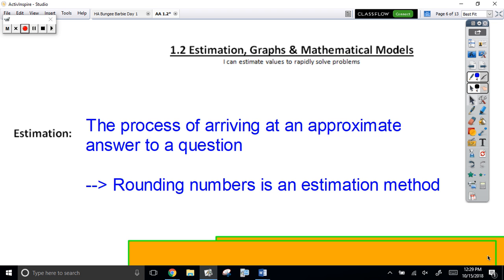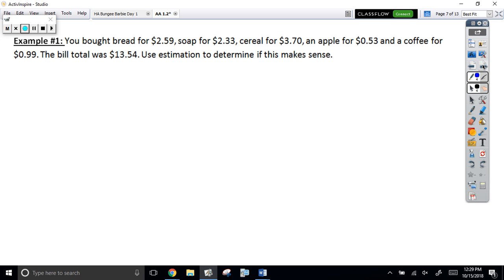So the first question asks us to look at our bill. We bought a bunch of stuff at the store, and we're asked to see if the bill makes sense by using estimation. So we're not reaching for our calculator and adding up all the stuff. We are just using estimation, rounding, to determine if this makes sense. So we're going to round each of the values and add them together.